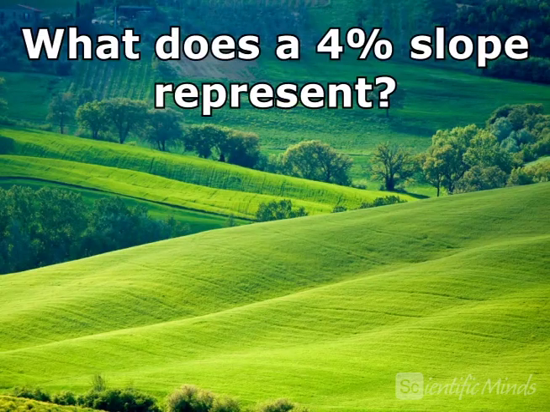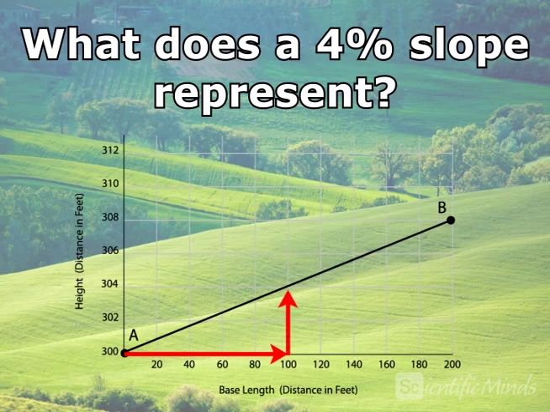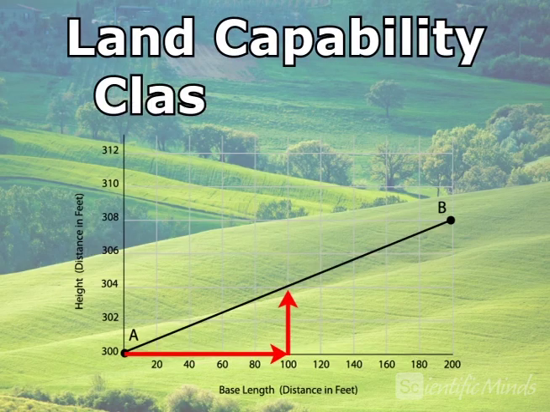What does a 4% slope represent? 4% indicates that for every 100 feet of change in the positive horizontal direction, the elevation of the land increases by 4 feet. A 4% slope is classified as moderately sloping using the land capability classification.